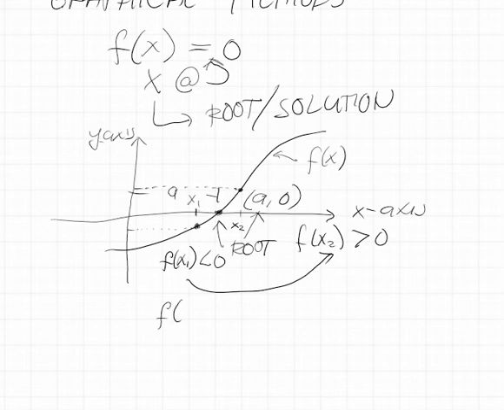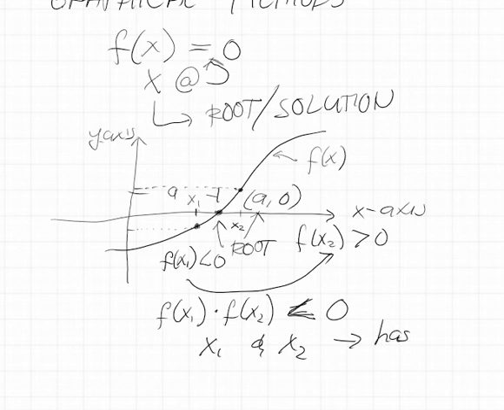So if we multiply f of x1 times f of x2, and this is negative, or less than 0, then automatically between x1 and x2 there is at least one root. So that's where we will be starting.